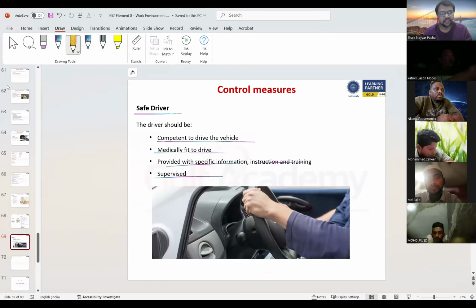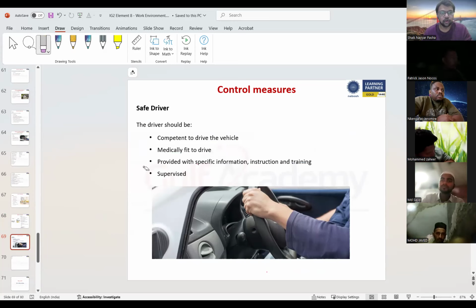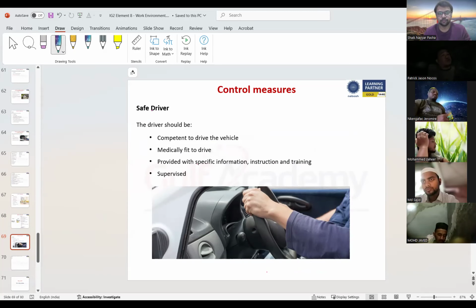Next, safe driver, which we already discussed. The driver should be competent enough, provided with training and health checkups, with experience checked from his previous employer, particularly about the drugs and alcohol policy. And all the driving activities should be supervised. That will come under the safe driver. Competent to drive, medically fit, and provided with information, instruction, and training.